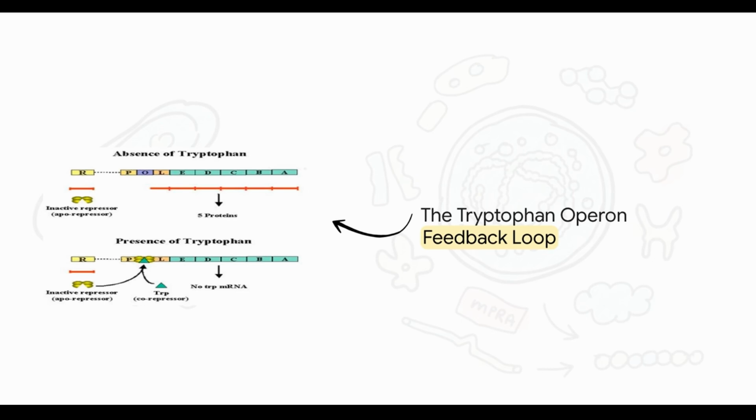But look at the bottom half of the diagram, where tryptophan is actually present. When the cell has produced enough tryptophan, the tryptophan molecules themselves bind to an inactive aporepressor. This binding activates the repressor, allowing it to lock onto the operator and completely shut down the factory. It's a perfect biological feedback loop. Tryptophan essentially acts as a co-repressor of its very own synthesis. This guarantees the cell never wastes energy making more than it needs.